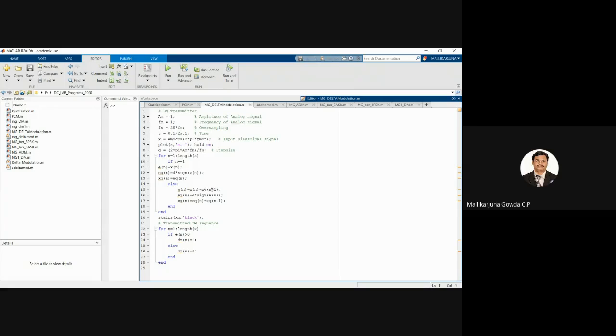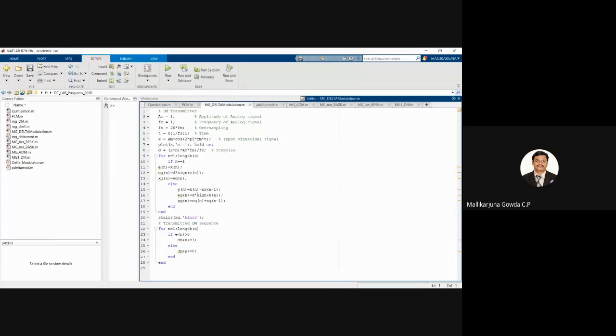Okay, so this xq of n minus 1 is nothing but x hat of nTs. So I am comparing those two, no? Isn't it? Yes or no? X of n is nothing but our present sample, x of nTs, minus xq of n minus 1, which is my approximated signal.